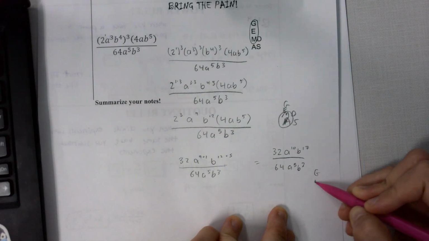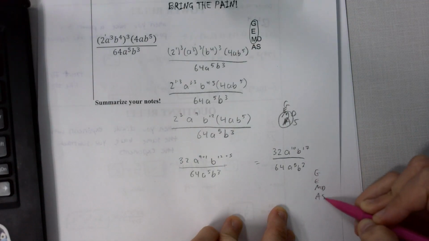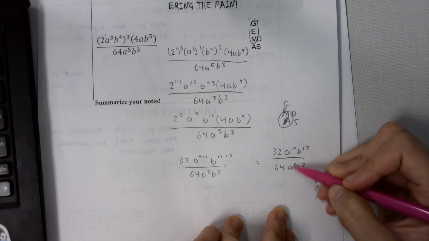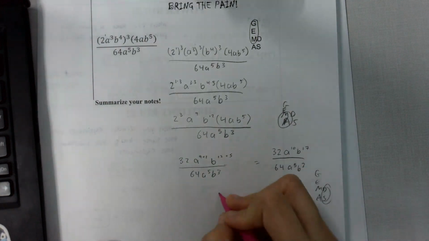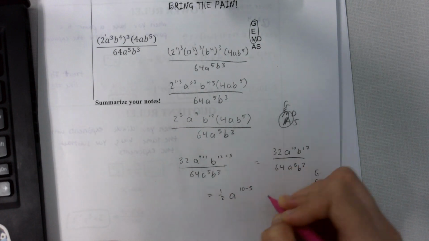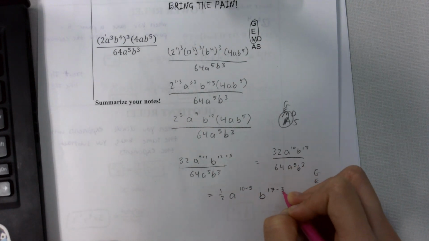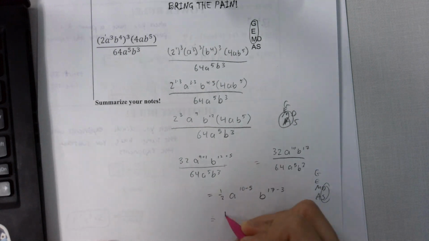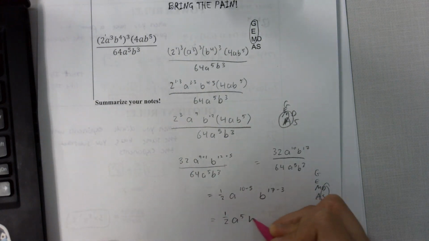So we have, right, we're trying to divide, so we need to subtract. So 32 over 64 is 1/2. A to the 10 minus 5, b to the 17 minus 3. That gives us finally 1/2 a to the 5th, b to the 14th.